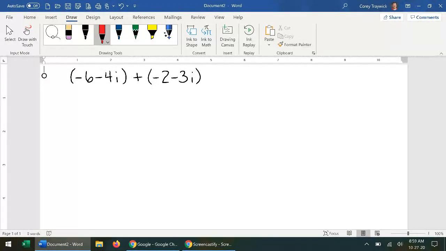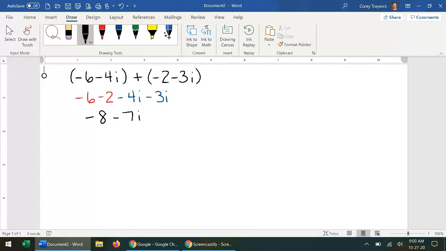All right. Now, I'm going to do an in-between step that you won't always have to write. We can take off these parentheses. This is going to be minus 6 minus 2. And then for the second part, it's minus 4i minus 3i. The plus just means we're combining all of that. Okay, so minus 6 minus 2 is minus 8. And minus 4i minus 3i is minus 7i. We treat i just like a variable.